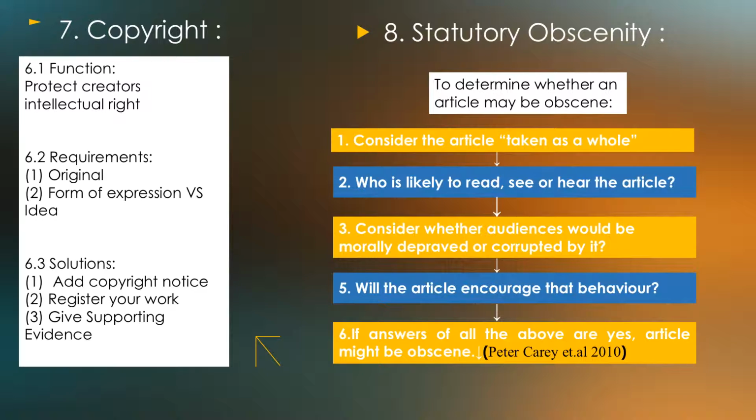First, we need to consider the article taken as a whole, which means we shouldn't understand a particular sentence out of the article. After that, we need to ask ourselves who would be the readers of our works, whether they would be influenced by our works, and whether we are encouraging our readers to do as we write. If all the answers above are yes, our articles might be obscene.